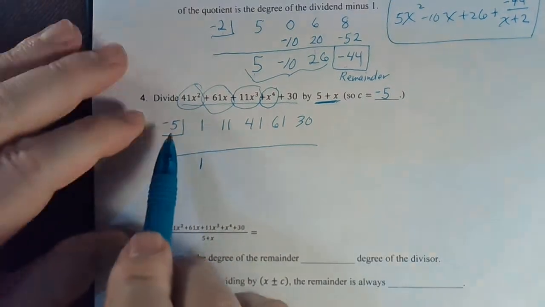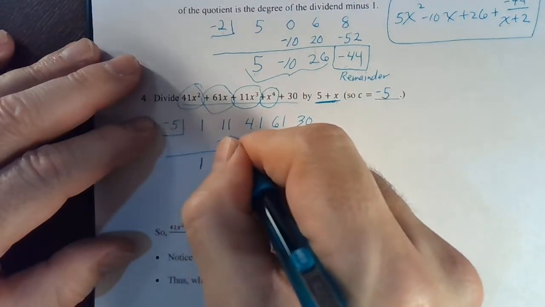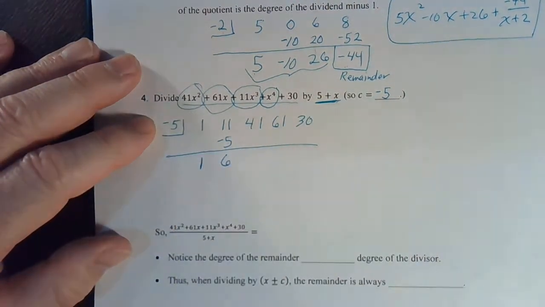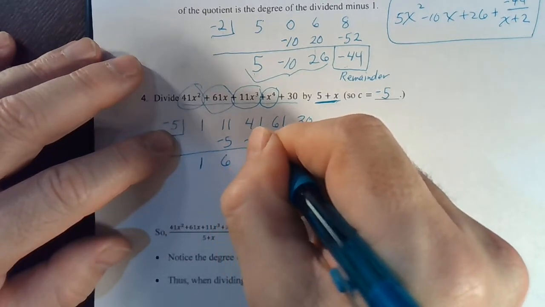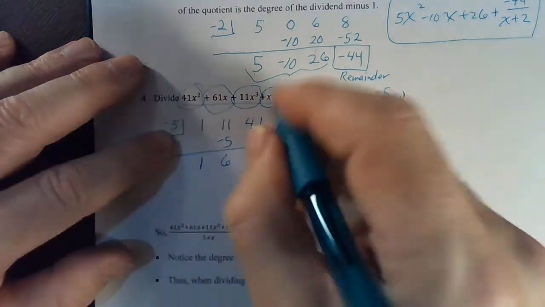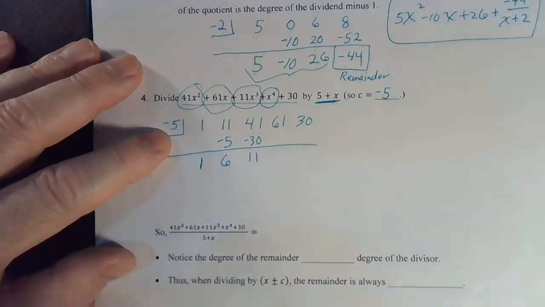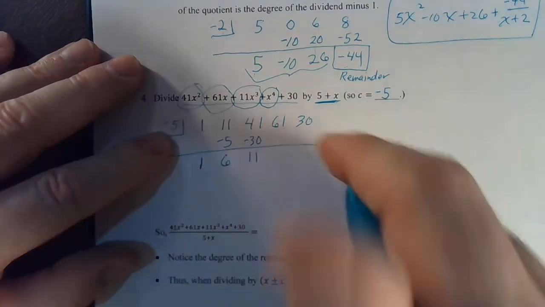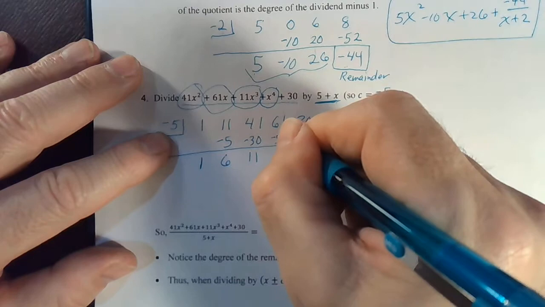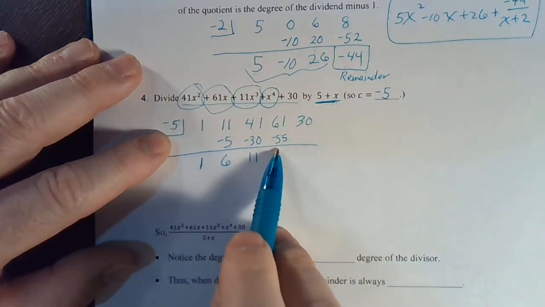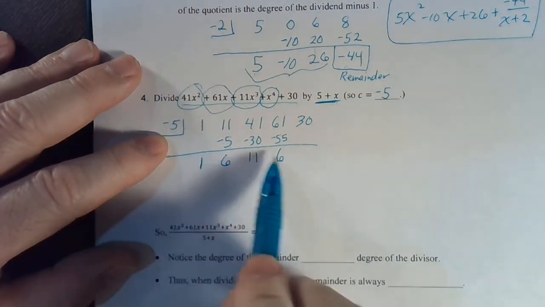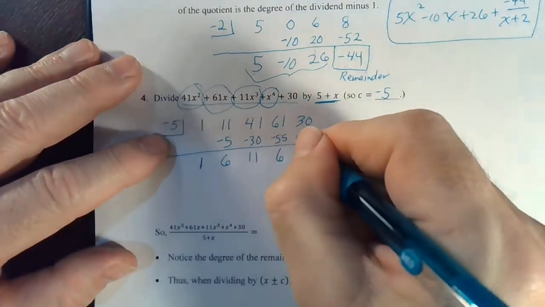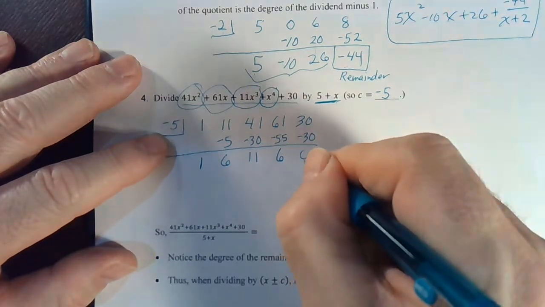And now we just do negative 5 times 1, which is negative 5. And we add that column, which gives us a 6. Negative 5 times 6 is negative 30. Add that column, and we get an 11. Negative 5 times 11 is negative 55. And if we add these, we'd get a 6. And negative 5 times 6 is negative 30. If we add that, we get 0.